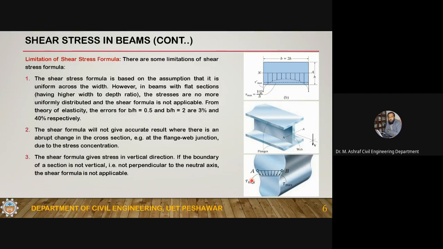That the material is elastic, homogeneous, isotropic. The main assumption is that plane sections remain plane. The beam is initially straight, not curved. The bending moment is applied about the principal axis, so there is no chance of unsymmetrical bending. All those assumptions are valid, and then you can use this formula. In addition to all those assumptions, you have these three important limitations of the shear stress formula.